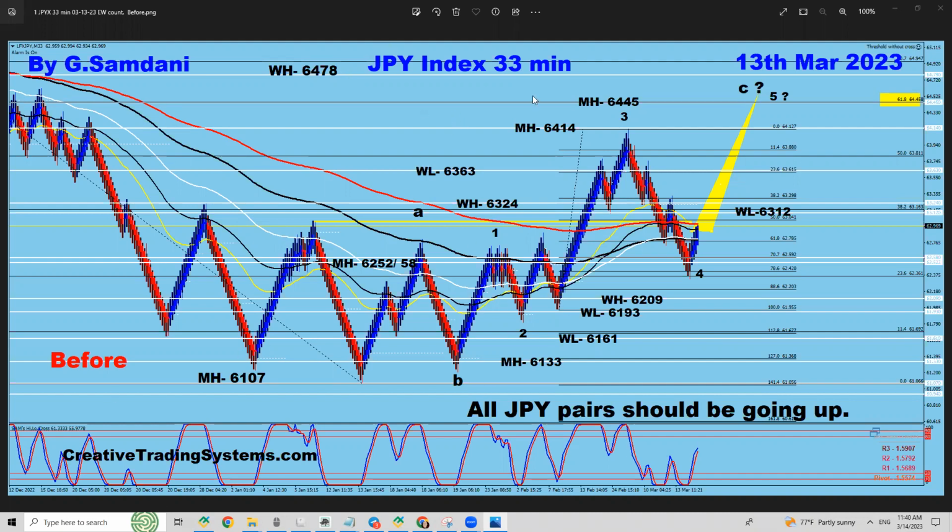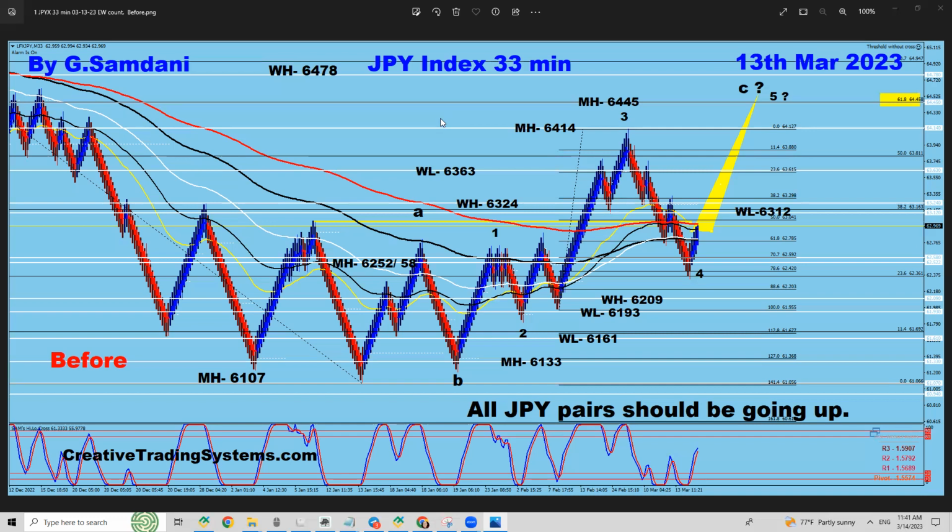This is the yen index 33-minute chart, and just pay attention to the power of watching these individual currency indexes. Individual indexes, like not Euro USD, but USD index and Euro index and pound index, because if an index is on the move, all the pairs that contain that currency will move. So you will have multiple choices in your hand to trade multiple trades, whatever you feel like.